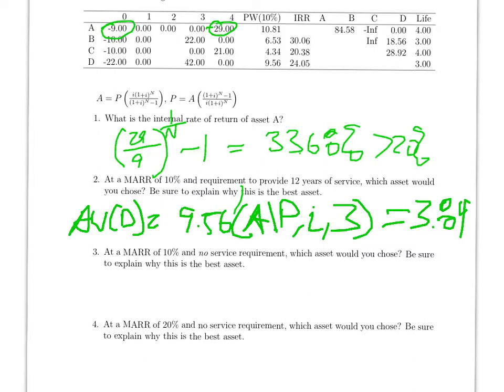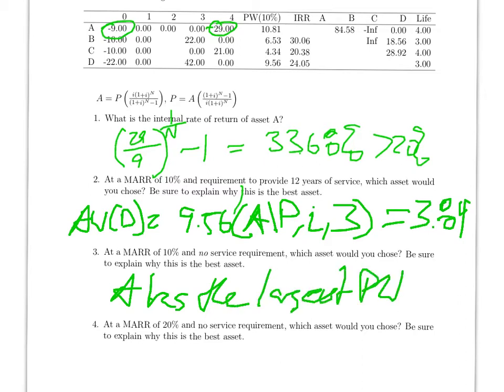Question number 3 is probably one of the easiest ones. This says at a minimum acceptable rate of return of 10%, which means you can use these calculations right up here, and no service requirement, choose which asset's best and explain why. The why is that, well, hey, I can use the present worth exclusive choice criteria, and all you got to do then is pick the one with the largest present worth, and that's asset A. So if you write down something like A has the largest present worth, you should be A-OK on this one.